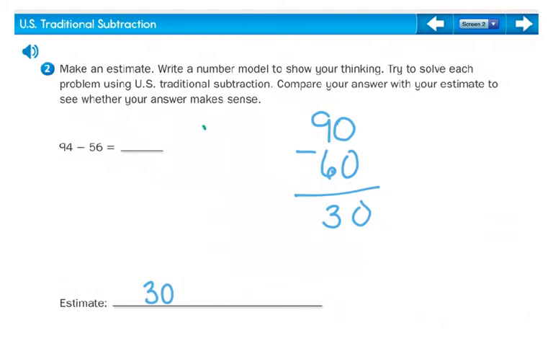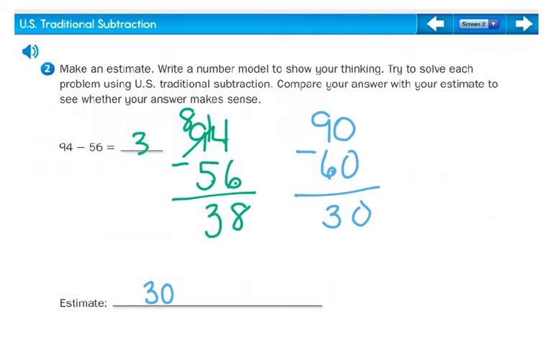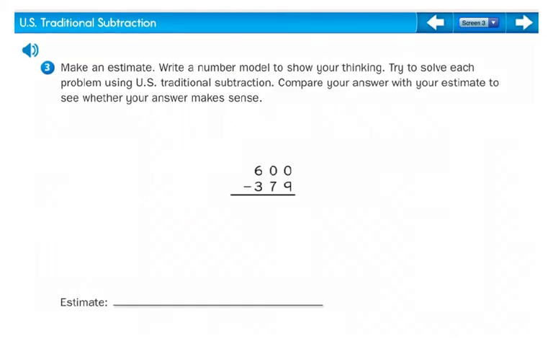I am going to rewrite the problem next to it, 94 minus 56. I'm not going to try to borrow over here. That's just too confusing and I might easily make a mistake. So I'll go ahead, know that I cannot take 4 minus 6. So I'm going to borrow from the 9, make it an 8, take that 10 and put it in front of the 4 to make 14. 14 minus 6 is 8, and 8 minus 5 is 3. Is 38 pretty close to 30? Yeah, it's pretty close. We're going to go ahead and move to the next problem.